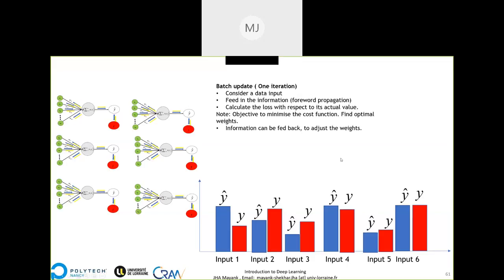Well, there are different ways to do it. We are going to look at the first way of learning, which is known as batch update. That is one iteration of batch update, which means that you consider the input data, feed the information, and calculate the loss with respect to its actual value. And the idea is to backpropagate the loss which is obtained with respect to all the 6 inputs at one time.